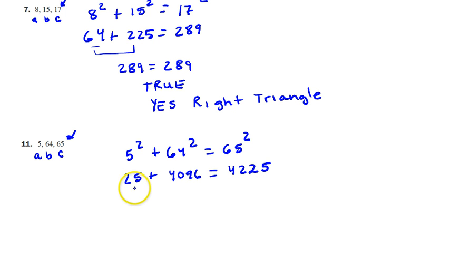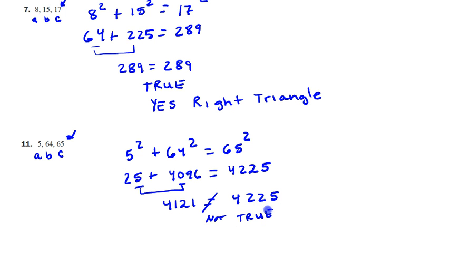4225. Now if I add these two together, I get 4121 equals 4225. This is not true. They are not equal. Because this is not a true statement, no, this is not the side lengths of a right triangle.